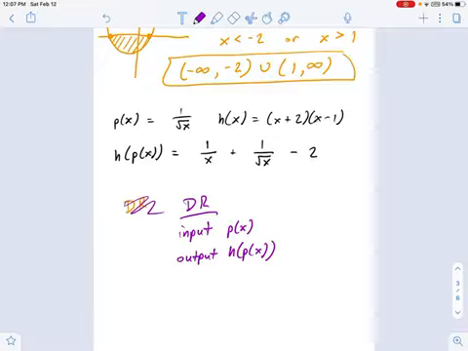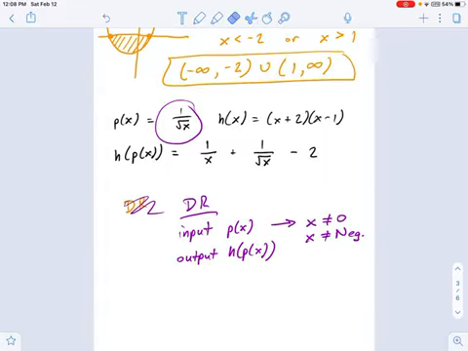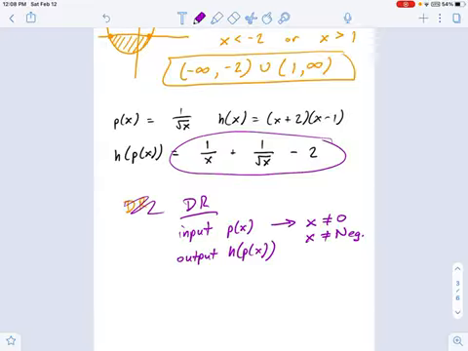So take a look at p of x. That's this guy. What are the domain restrictions? Well, we've talked about this one already. X can't be 0, and x can't be negative. So two domain restrictions there. How about the output? If you take a look at this function right here, okay, pause the video if you need some time to figure out why that is actually the function, the composite function h of p.